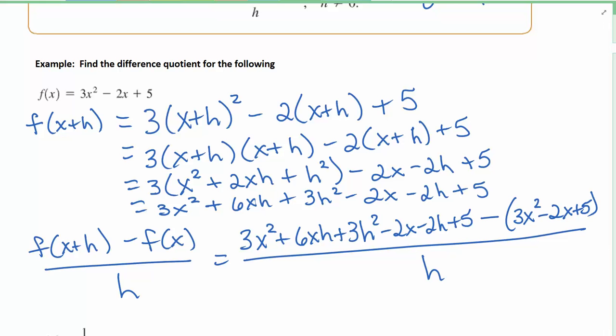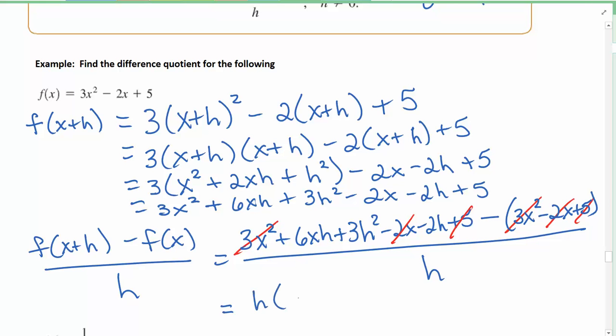So then what you see here is that you have a 3x squared here that's minus a 3x squared, so that cancels. You have a minus 2x here, and then minus a negative 2x, so that's going to cancel. And then you have a 5 minus 5, which also cancels. So if you did this problem right, all you should remain with is stuff with an h in the numerator that you can factor out. Since the h is common to each term in the numerator, we can factor it out.